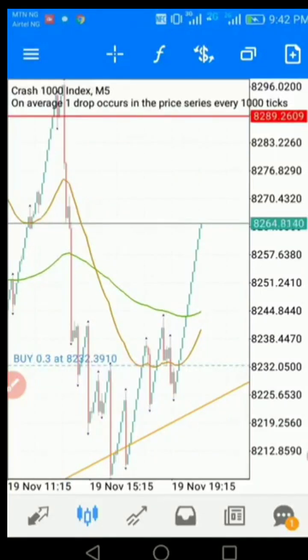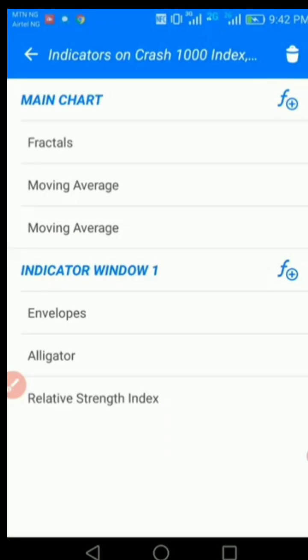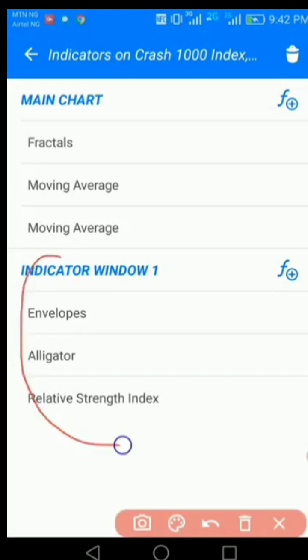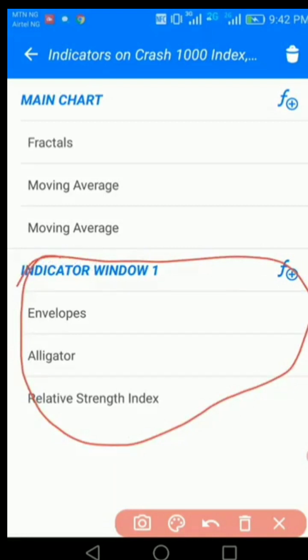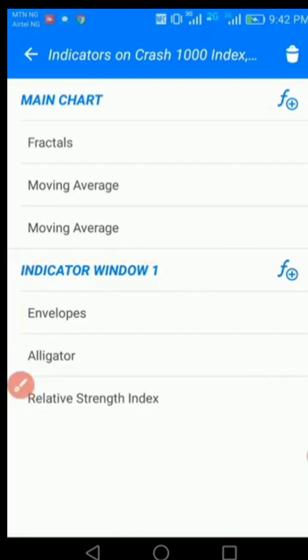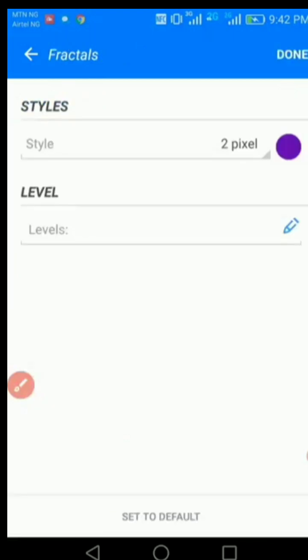Enough of all that, let me just give you the setting to this strategy right away. Only on the main chart, please. You have to ignore the indicator window one, which is an entirely different strategy. I'm giving you the setting from the main chart. Of course my fractals is always there, and I don't count it as part of the strategy.